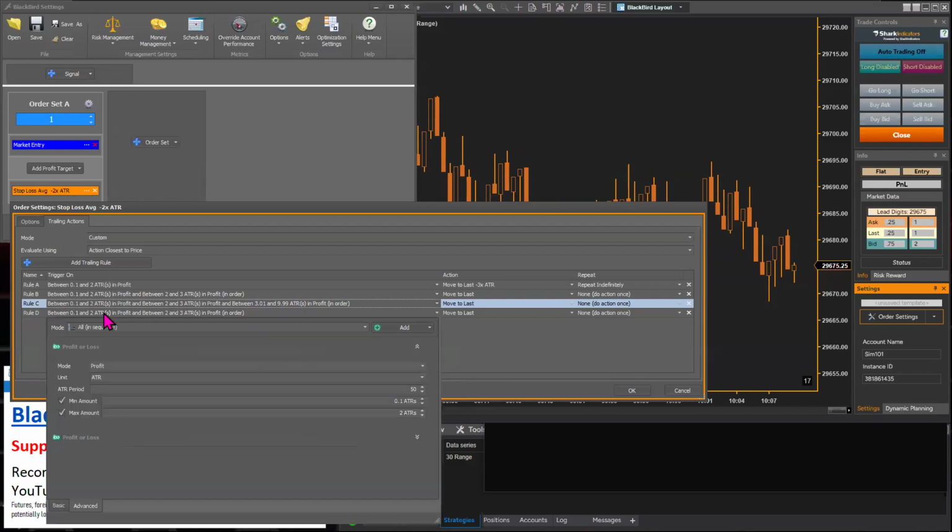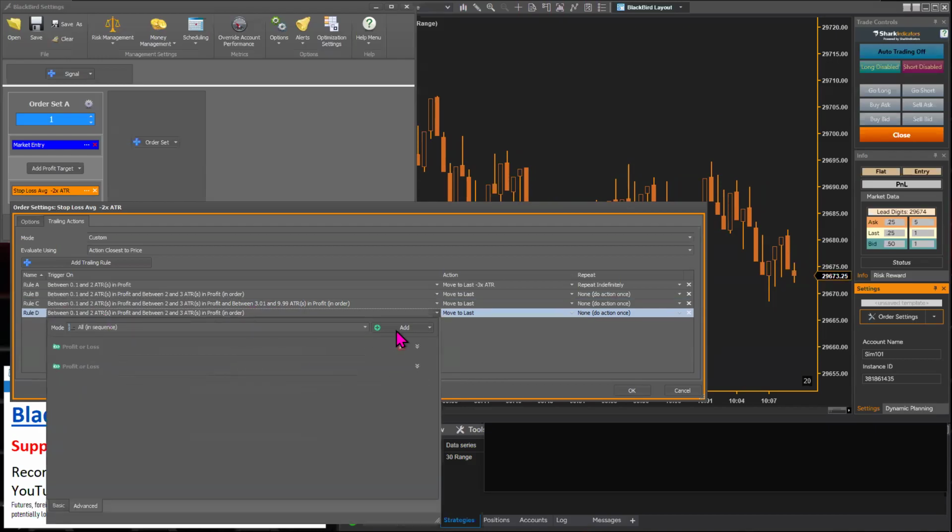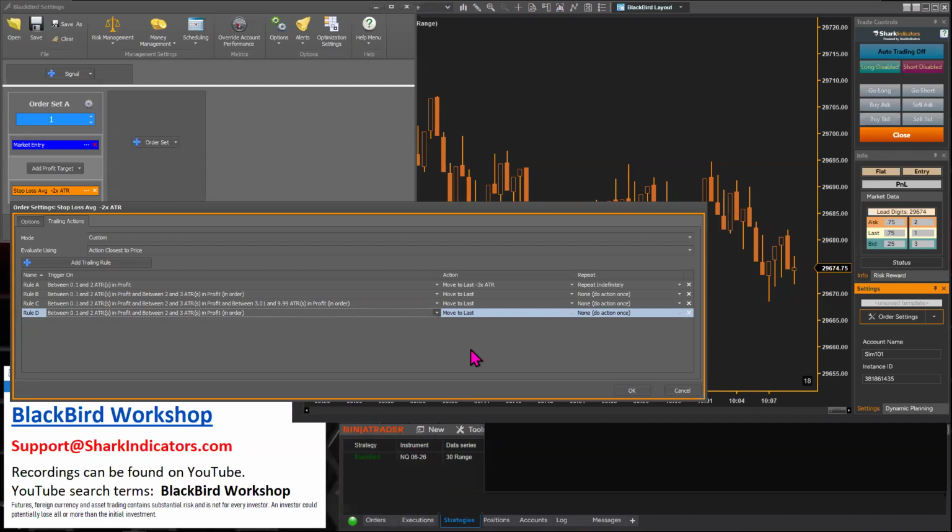So let's add that to rule D as well. So let's add another profit or loss trigger. Set up the mode and the units. And then, there we go. All right, so now rule C and D should also read the same here. So there we go. 0.1 to 2, 2 to 3, 3 to 999. So call it good, you know.